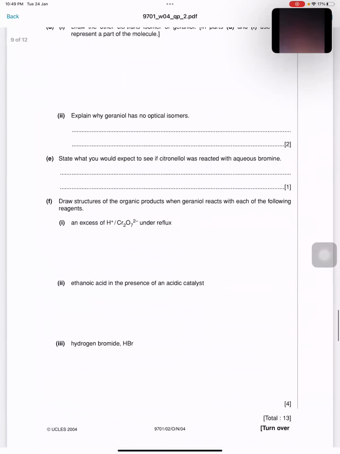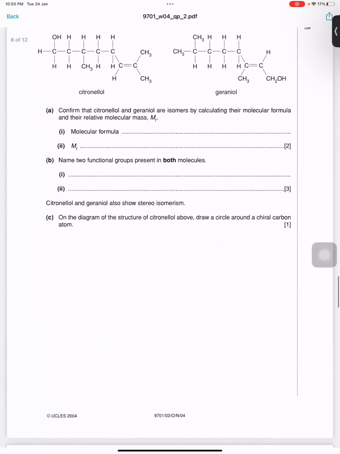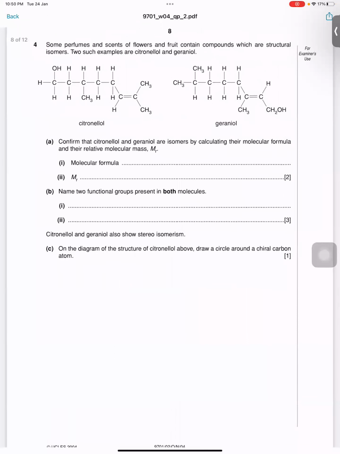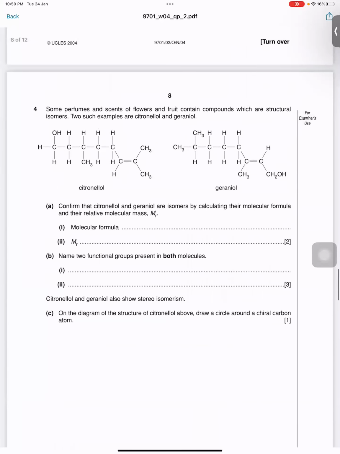If you see the next part, it is saying draw other cis-trans isomers of geraniol in part D and F. Just look at over there. This is the structure, and they are saying that you need to draw the cis and trans structure of this. And it's quite difficult for me to draw because the space where I need to draw is different and the question is different. So how can we solve this? Let me try. Let me have a picture of this first.